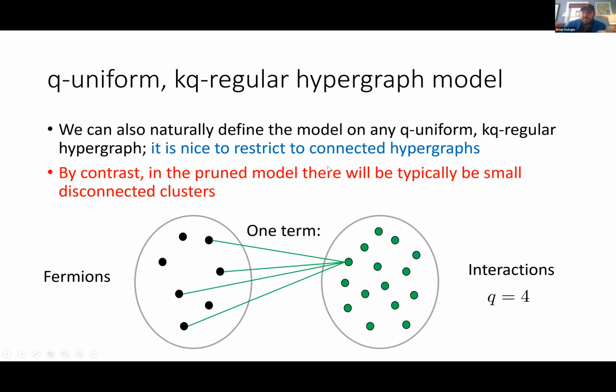We can also restrict the hypergraph to be connected, which rules out small clusters, and that's a nice thing to do. If you've never thought about these hypergraphs before, you can think of them in terms of an auxiliary bipartite graph with two sets of vertices: one set is the fermions, and the other is the interactions. There's an edge between a fermion and an interaction if the fermion participates in that interaction. This is completely equivalent to the hypergraph model. It's nice to study because it's very regular. We think we can have control over the pruned case as well, but the hypergraph model is easier to analyze.